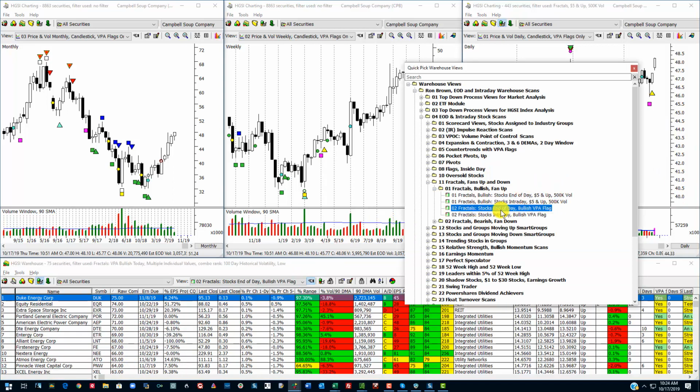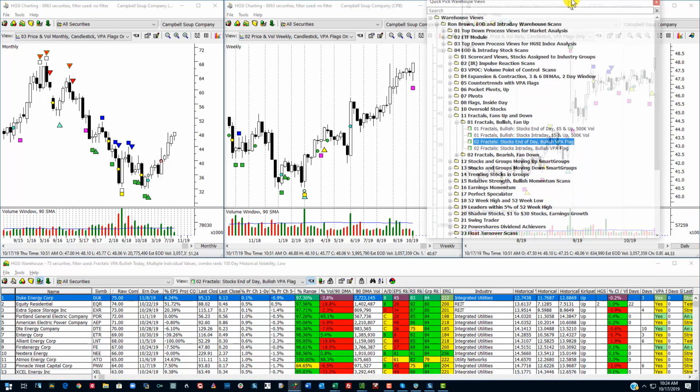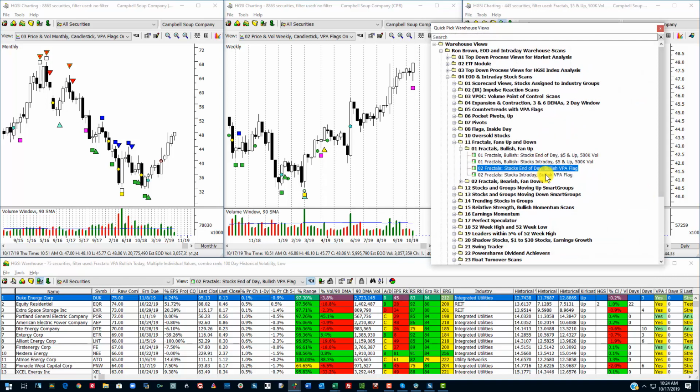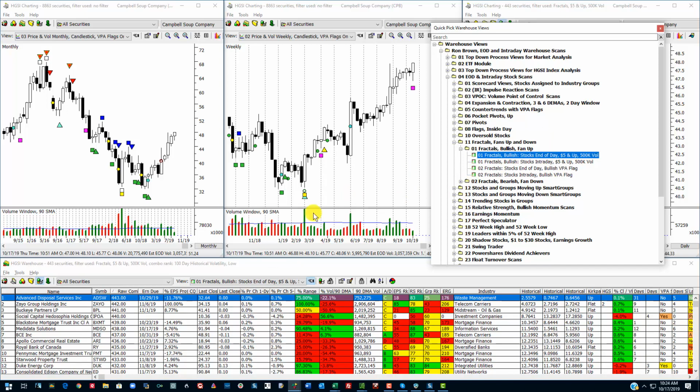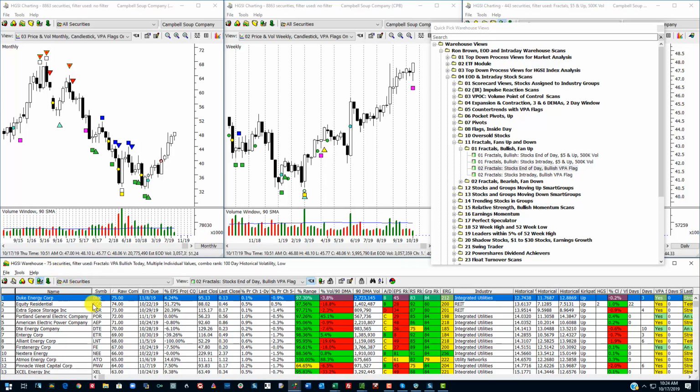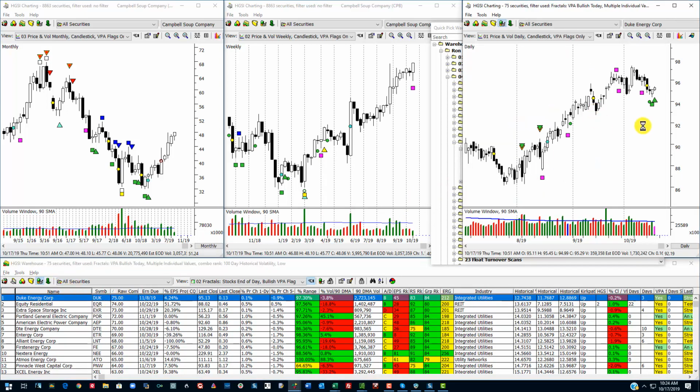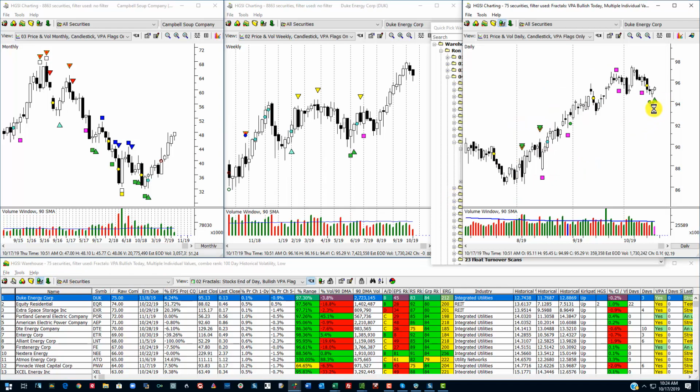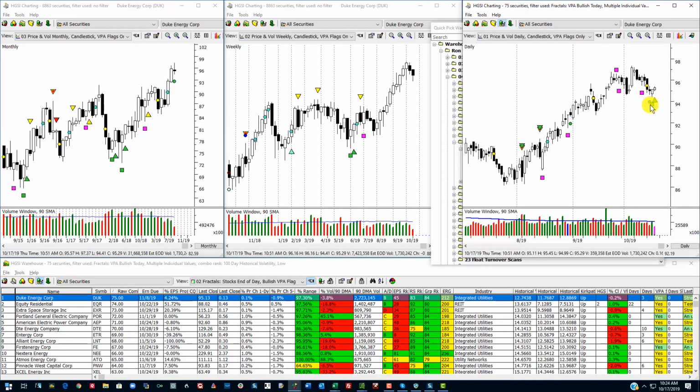This is the same thing, except I have a bullish VPA flag requirement on these stocks. So I went from, let's see, 443 all the way down to 75, and Duke Energy, as of yesterday, had to have a bullish VPA flag, and you can see that it did, and we're getting some confirmation here. Strong daily chart, strong weekly chart, strong monthly chart.